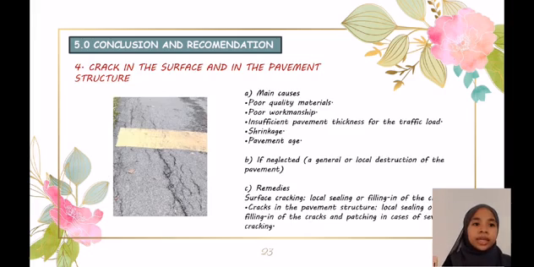Fourth, cracks in the surface and in the pavement structure. A, main cause. First, poor quality materials. Second, poor workmanship. Third, insufficient pavement thickness for the traffic loads. Fourth, shrinkage. And lastly, pavement edge. For the B, if neglected, a general or local destruction of the pavement.